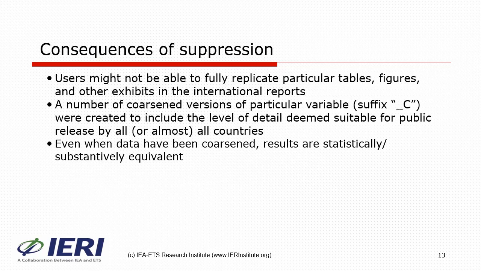One of the consequences of suppression is that users might not be able to fully replicate particular tables, figures, and other exhibits in the international reports. A number of variables have been coarsened, and they are identified with the suffix _C. These were created to include the level of detail deemed suitable for public release by all or almost all countries. However, even when data have been coarsened, the results are statistically and substantively equivalent. So there's no concern about getting statistically different results with coarsened data.